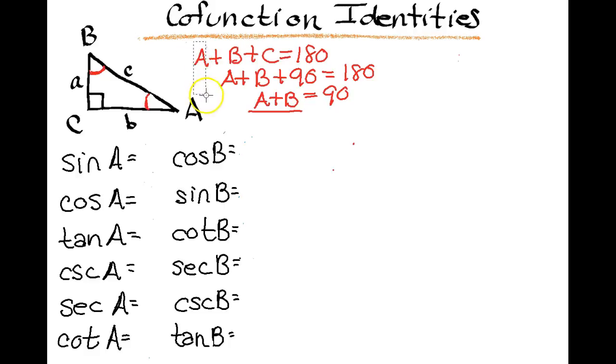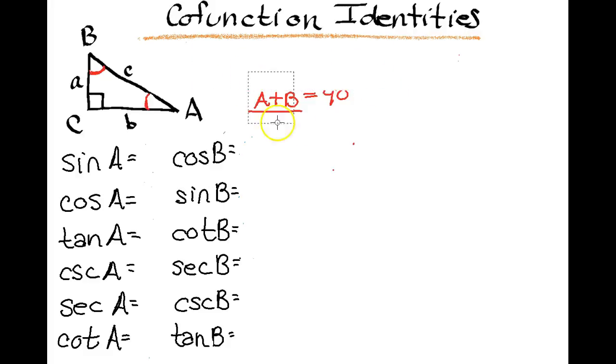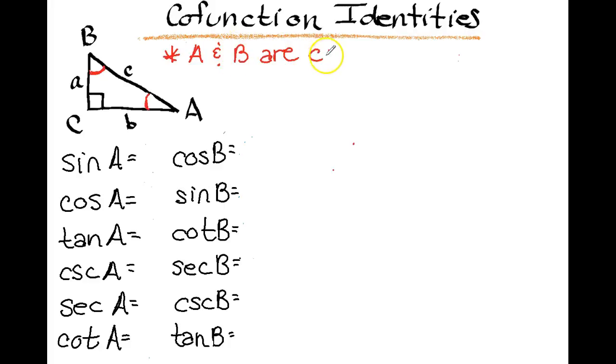And I know that when I add two angles together, and their sum is 90 degrees, that means that those two angles are complementary. So I'm going to go ahead and erase my work right here, or as much of it as I can. And I'm going to put a note right up here at the top that angles A and B are complementary, just to remind us as we go through this lesson. Alright, so now I want to draw your attention to the 6 trig functions.